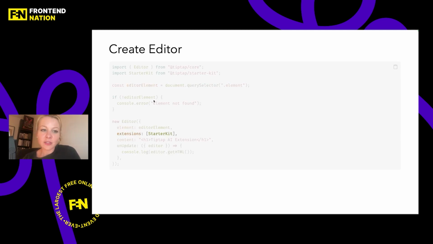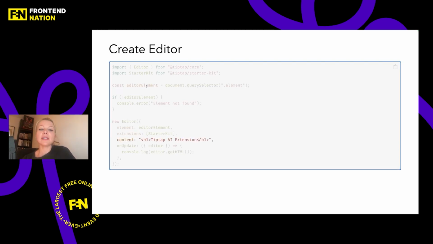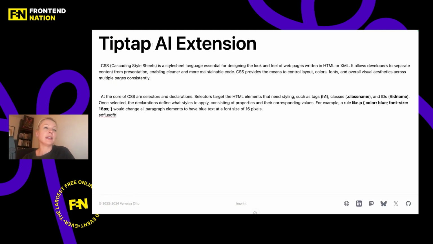As extensions, right now I am installing the starter kit, which is, sorry that this is not highlighted, but here in line 2, we can see I'm importing the starter kit from Tiptap, which is including the document, the paragraphs, the headings, undo, redo actions, etc. We can preset the content. So here I'm setting the H1 Tiptap AI extension we saw also on this website here on top.